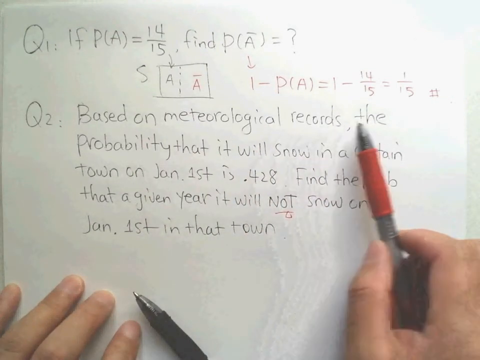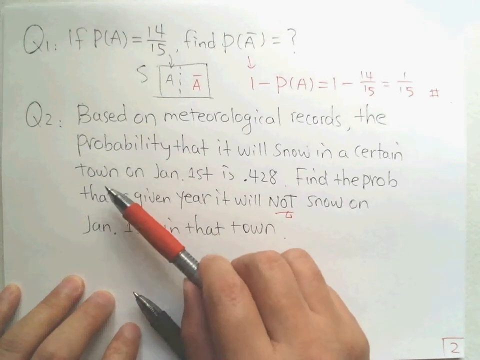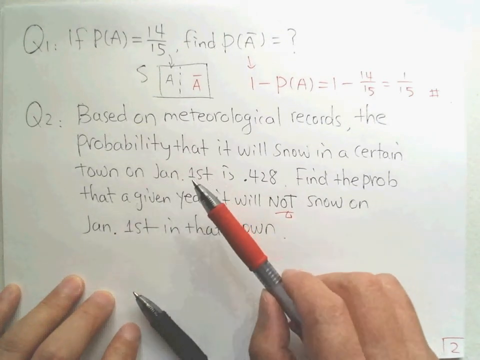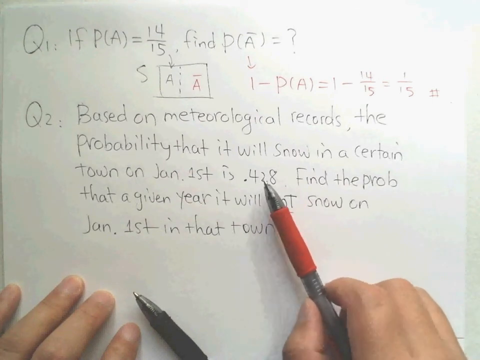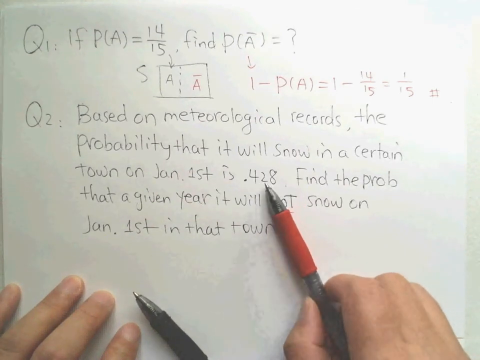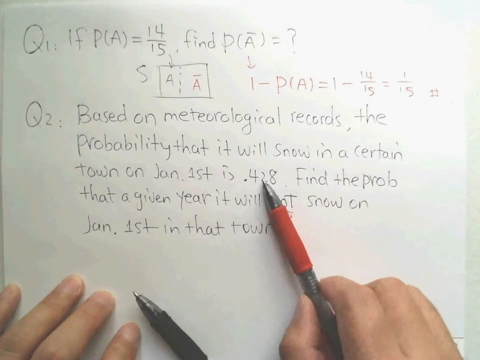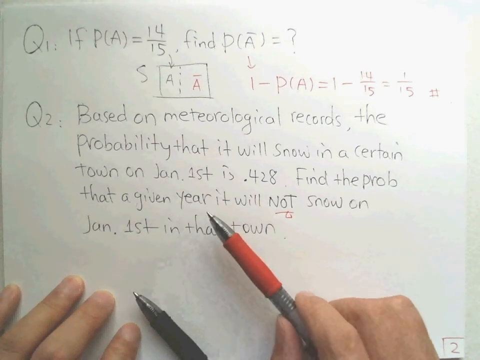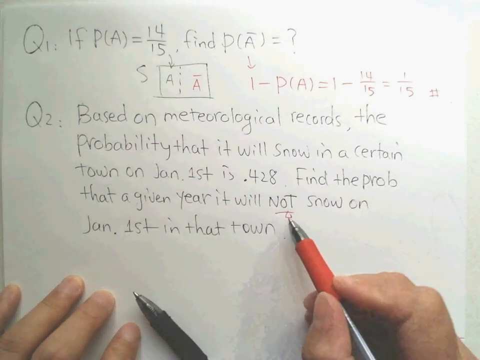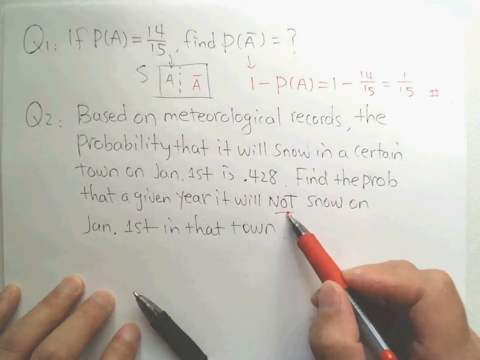Based on the records, the probability there was snow at a certain time on January the 1st is 0.428. That means there's a big chance, 42.8%, almost half to snow, half to not snow. This is a big chance already. Find the probability that in a given year it will not snow on that day in that town. So the objective is still the same. Not snow means the opposite of A.